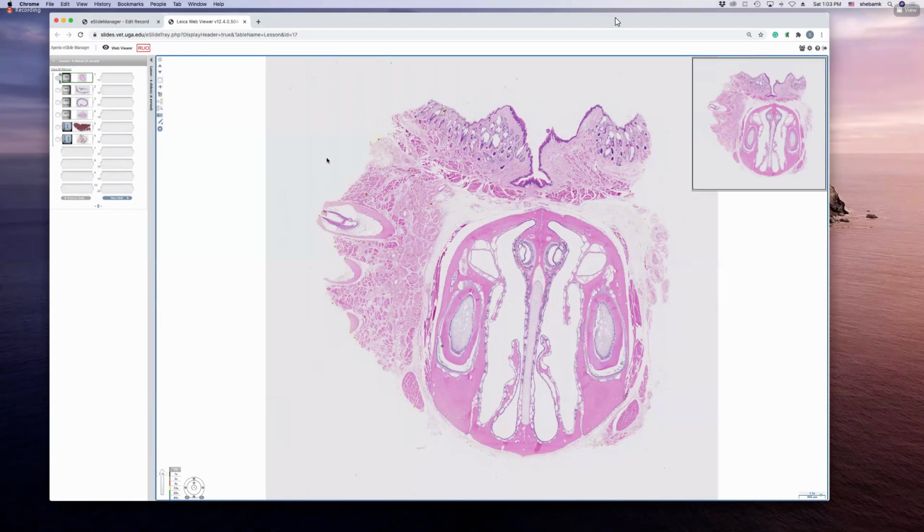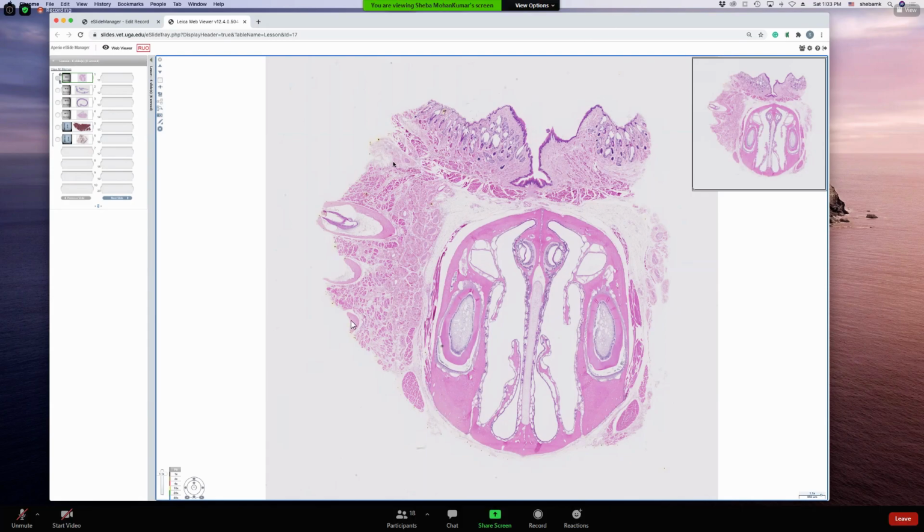Is it showing up or no? Are you able to see my screen? Yes, we are. Okay, good, because I don't know if you're seeing my screen or not.